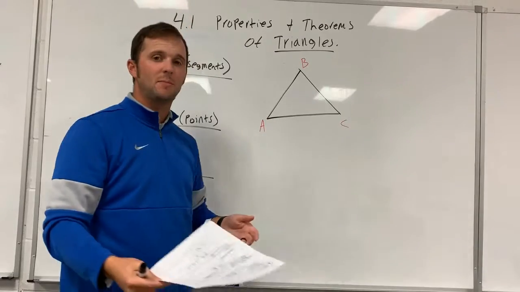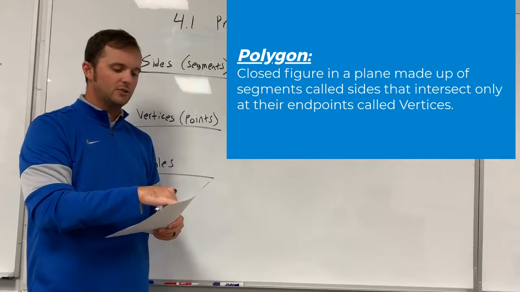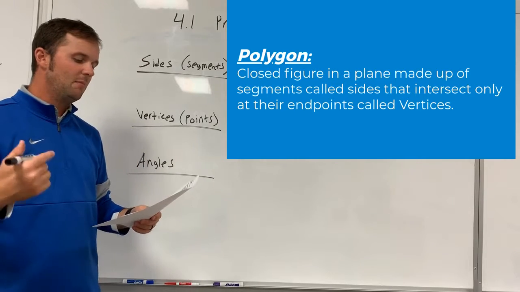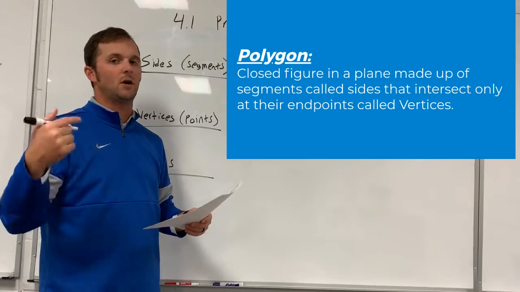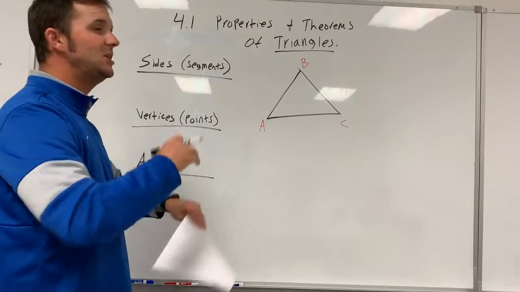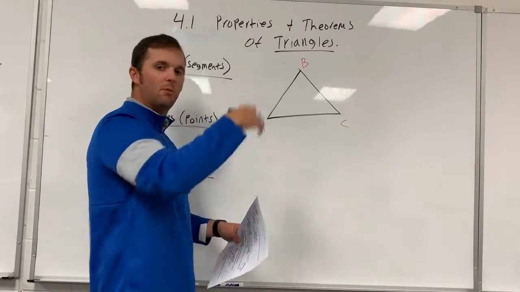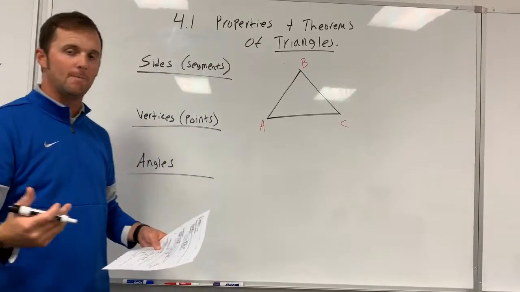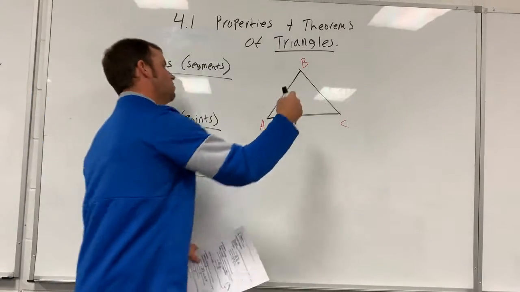A triangle is a polygon, and up here, the definition for a polygon is a closed figure in a plane made up of segments called sides that intersect only at their endpoints called vertices. So basically, any shape that is a closed figure that has sides and points is going to be a polygon. Okay, and so now specifically talking in a polygon, we are going to talk about a triangle.